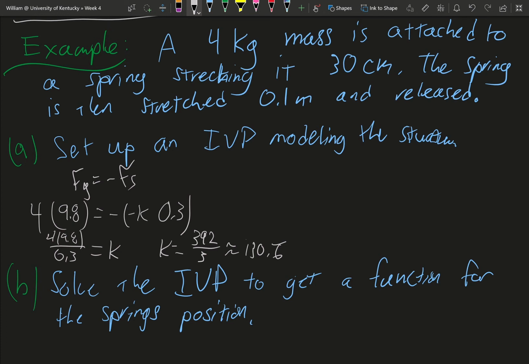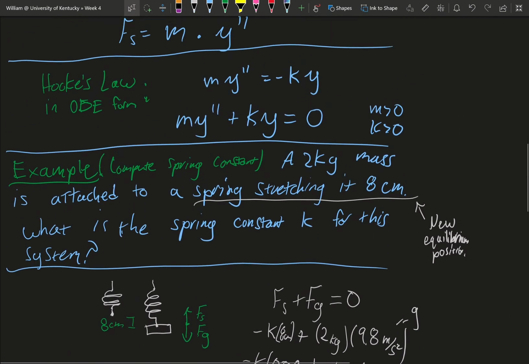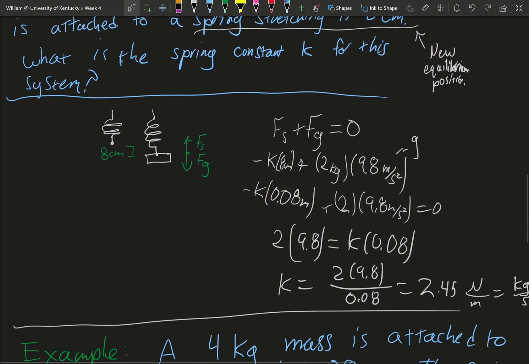Okay, we're now told we have our mass, so 4 our mass times y double prime plus our k, 392 thirds, times y equals 0. Right, we're just using this formula right here, my double prime plus ky equals 0.